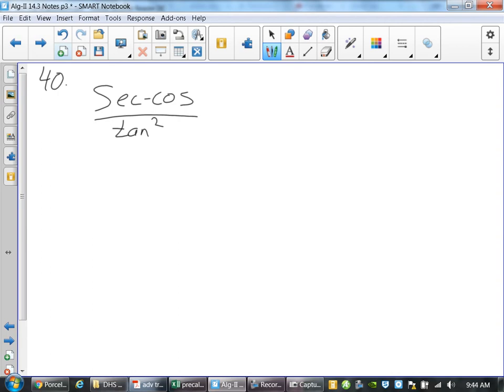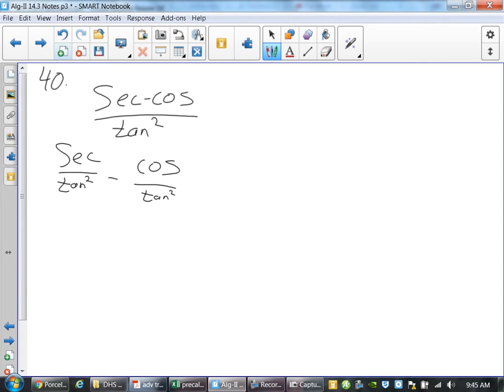All right, secant minus cosine all over tangent squared. Yesterday we talked about one of the tricks: when you have two parts in the numerator with subtraction, addition, or something like that, and only one part in the denominator, a lot of times you split them apart and deal with them independently of one another. Sometimes it's helpful. So you're going to get secant over tangent squared minus cosine over tangent squared. You okay with that?